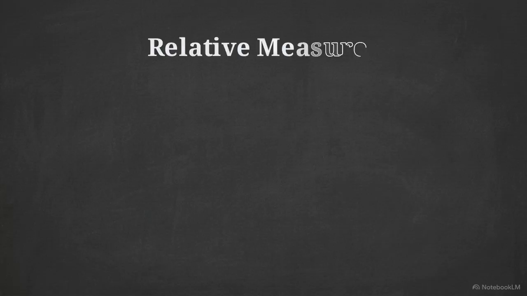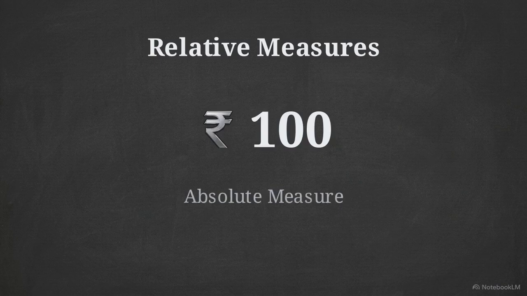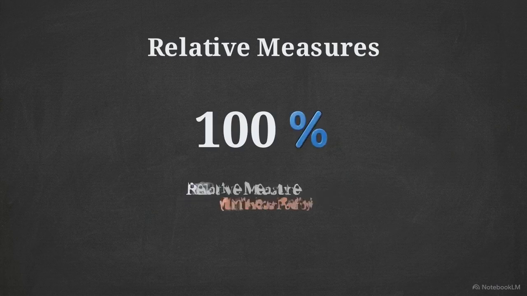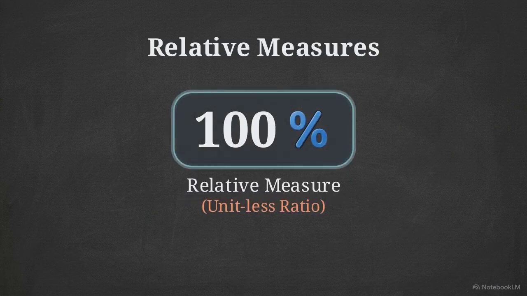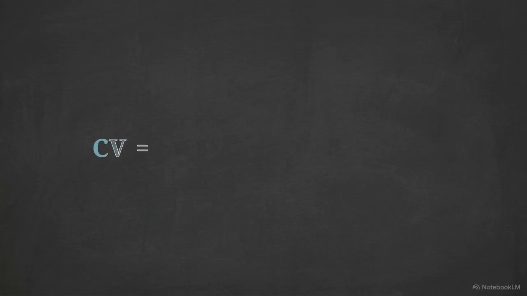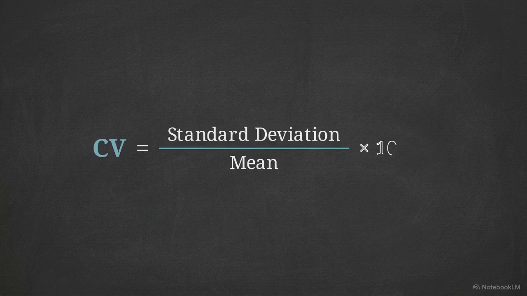The solution is to use relative measures. These are coefficients designed to strip away the original units, erasing the rupees entirely, to provide a pure unit-less percentage. The primary tool for this type of relative comparison is the coefficient of variation, or CV. The CV formula is calculated by dividing the standard deviation by the mean and multiplying the result by 100. Applying the CV formula normalizes the data.